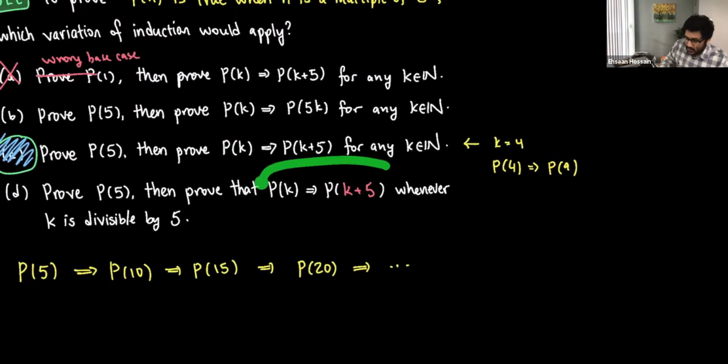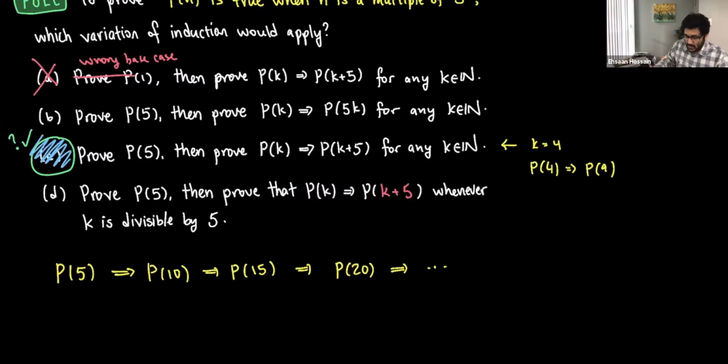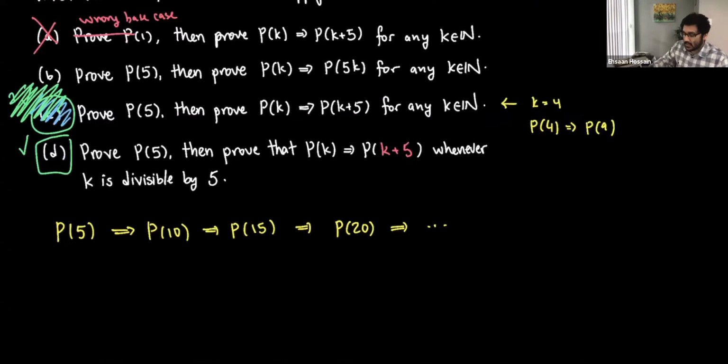So the correct answer is actually D because of that typo. The correct answer wasn't C anyways. I just forgot to notice this: k is divisible by 5. So C is actually not the right answer. D is the right answer. For each multiple of 5, get to the next multiple of 5.